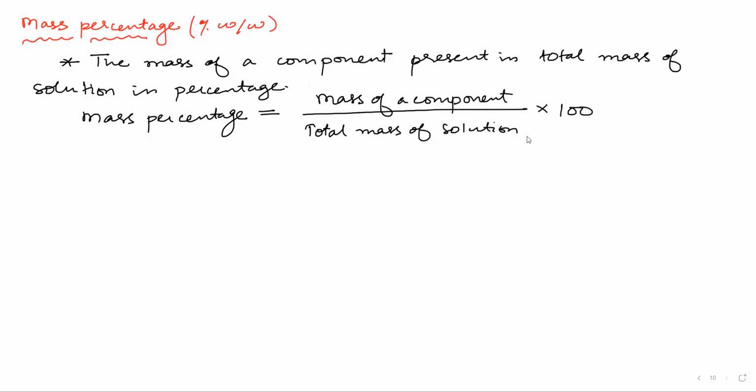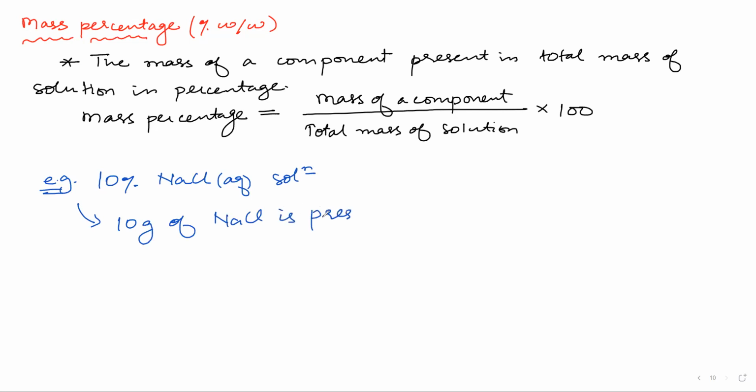Now this formula, this definition is not important. What is important is the example, and by this example, you will remember the mass percentage. For example, if I say 10 percentage NaCl aqueous solution, what does this mean? It means that 10 gram of NaCl is present in 100 gram of solution.